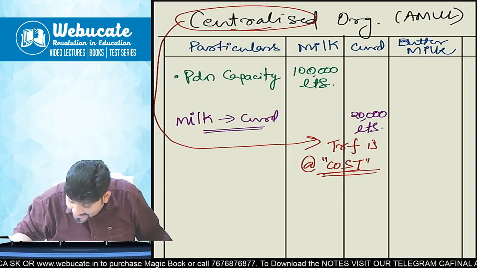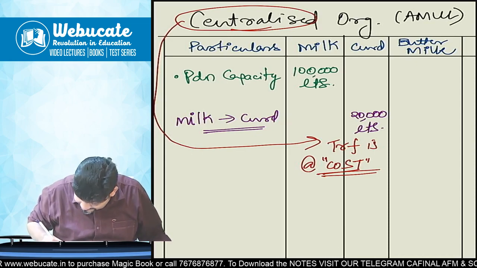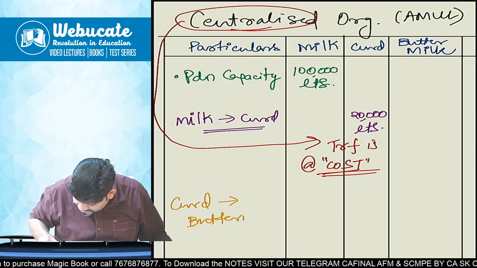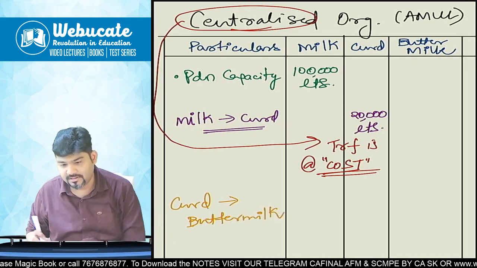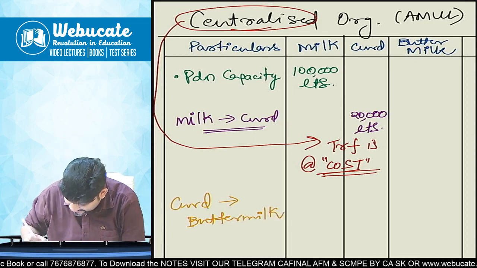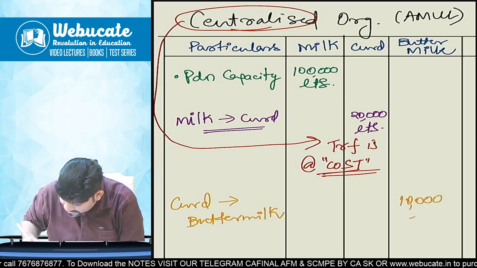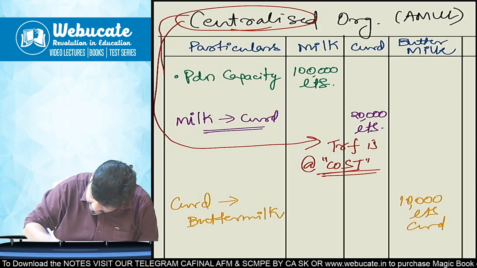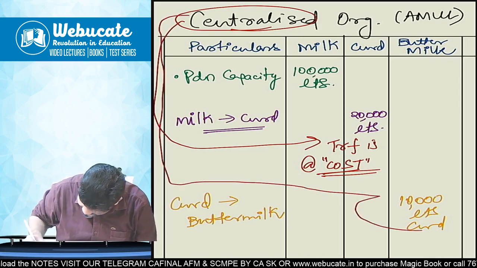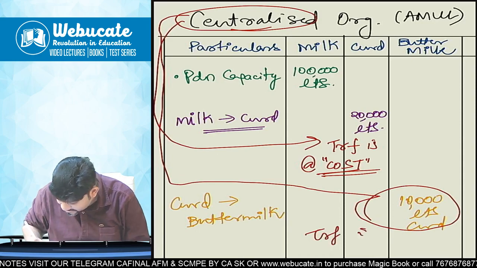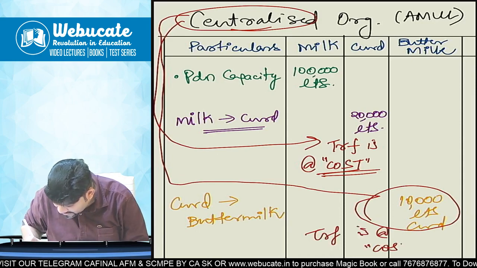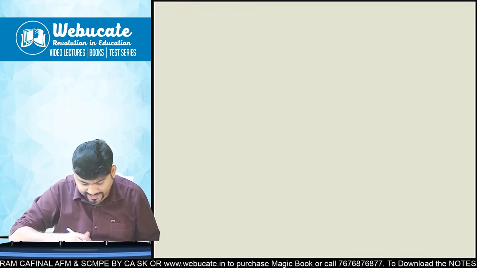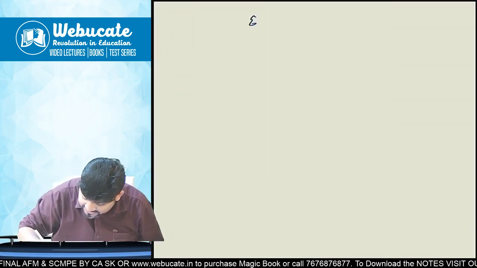That's the attitude. And when the curd department transfers to buttermilk department, and suppose 10,000 liters of curd is required, again, the transfer is at cost and you don't need a chartered accountant. But now let's change the system. Let's change our example.